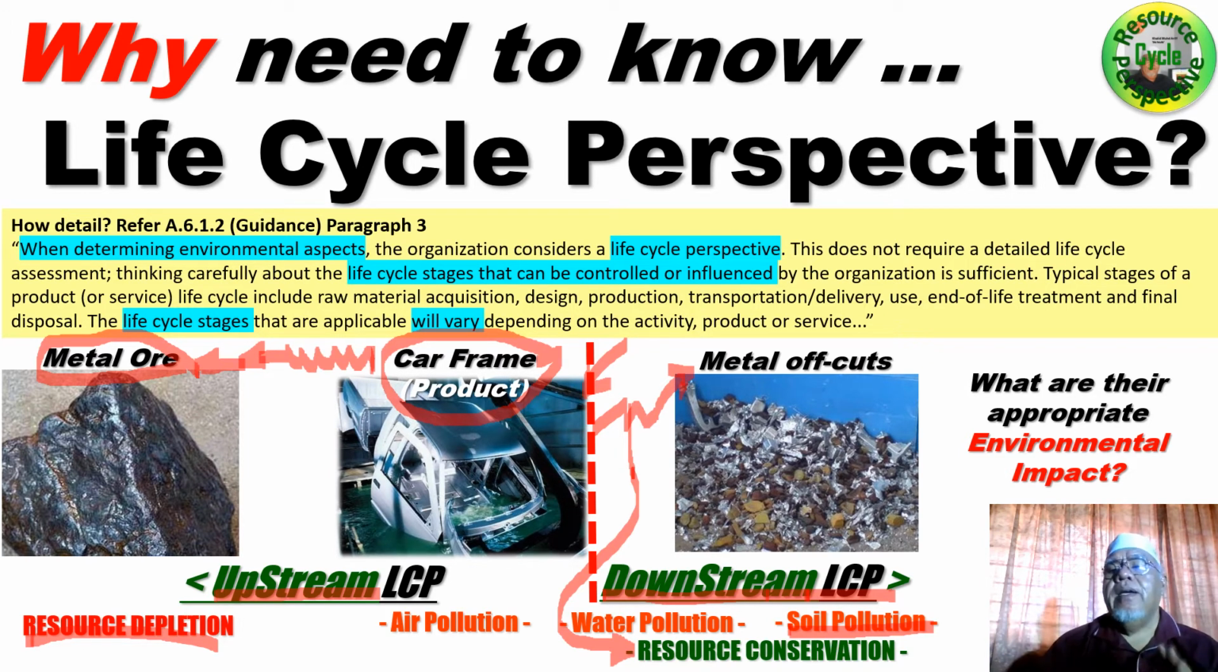So that is how we got to know the life cycle perspective of this particular car frame. By using the life cycle perspective, we know where this car frame is in the life cycle of that product, and we can look upstream to determine the impact, and we can look downstream of its life cycle to determine the associated probable environmental impact. That's our discussion. Now, I hope this is clear.